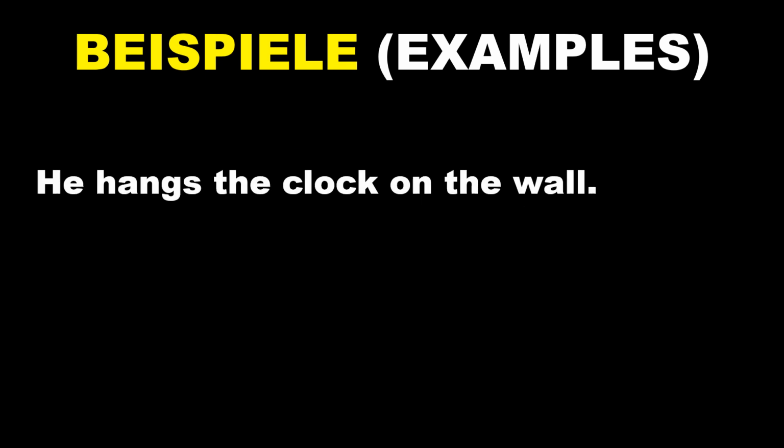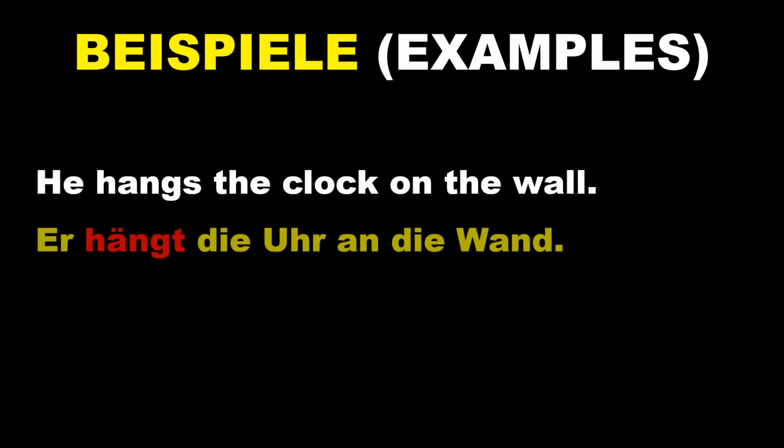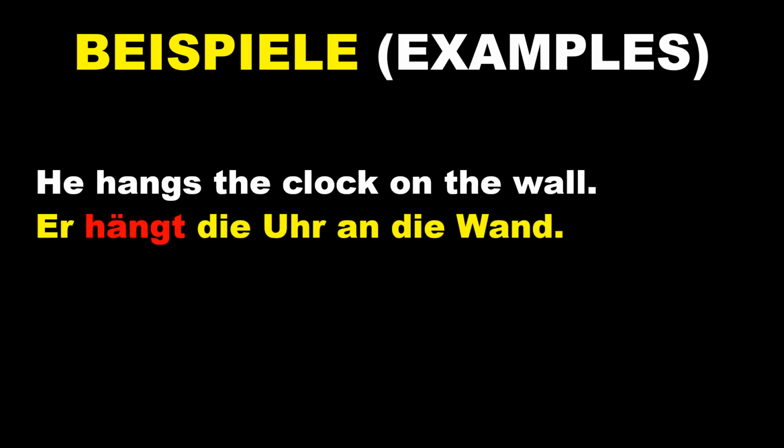Now, let's have a few more examples. He hangs the clock on the wall. That is how we will translate it. Er hängt die Uhr an die Wand. Very simple to understand. As it's accusative, that is why we have die Wand, the article.